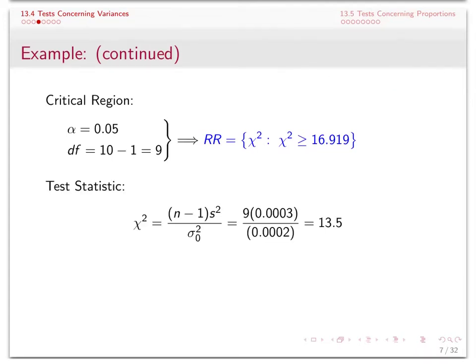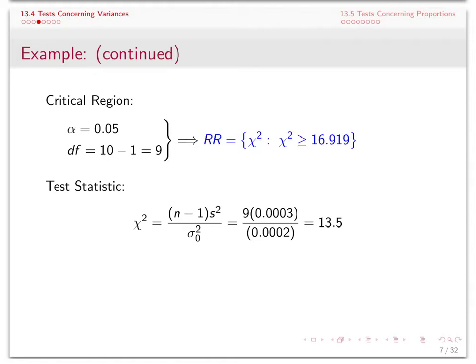Next, we'll compute our test statistic. We'll do 1 less than the sample size, which is 9, multiply it by our sample variance, which is 0.0003, and divide by the value of the variance given in the null hypothesis, which is 0.0002. If we do, we'll get a test statistic of 13.5.